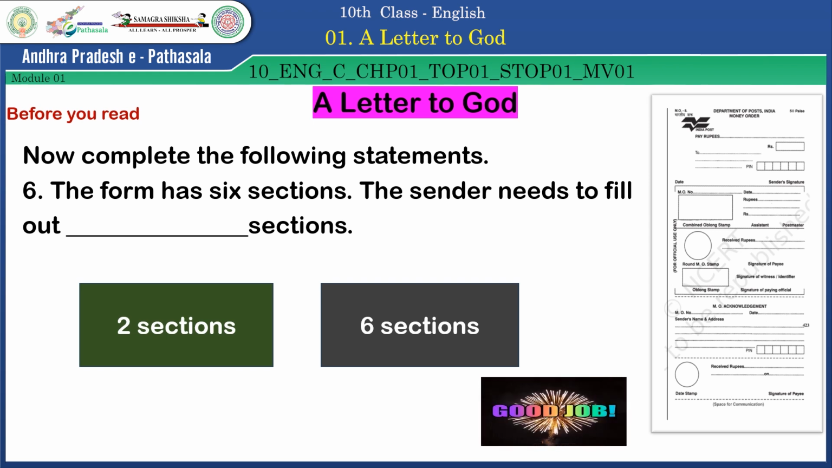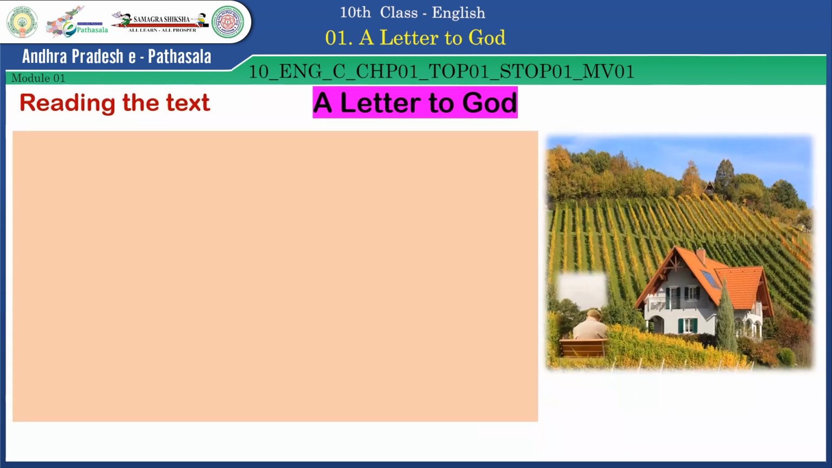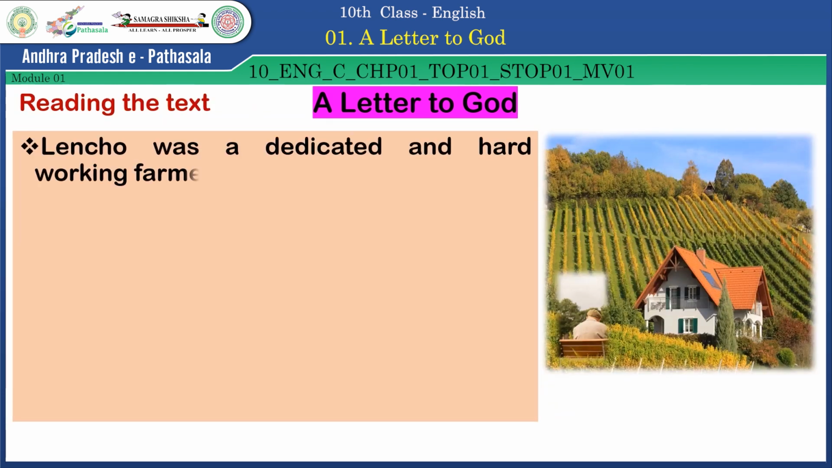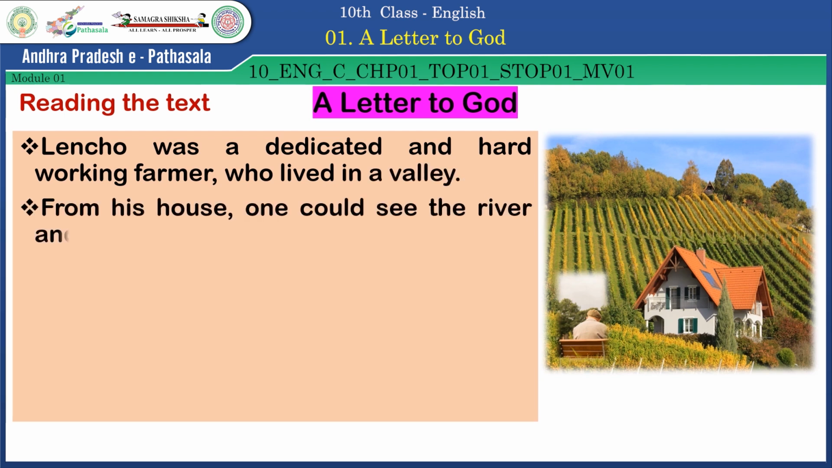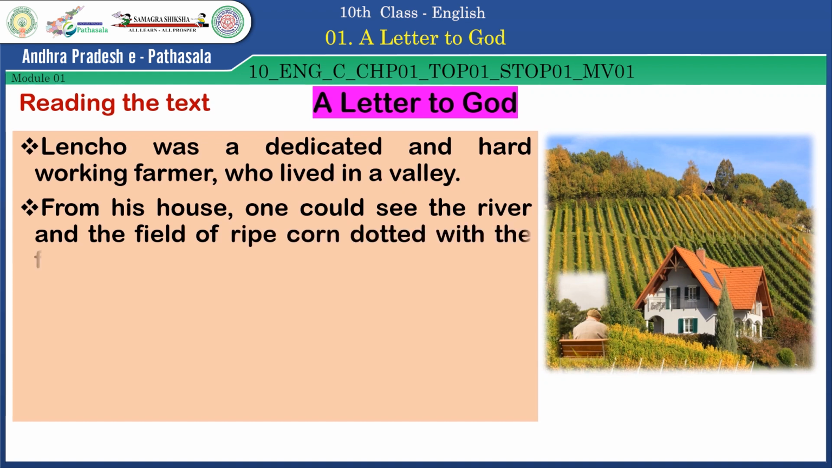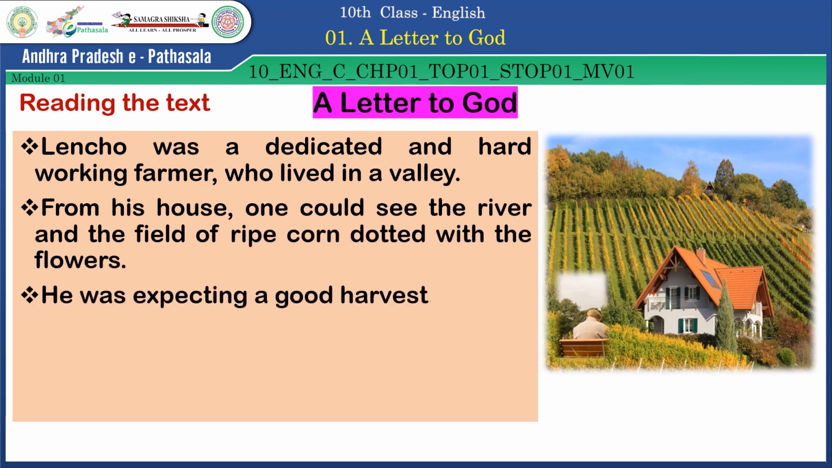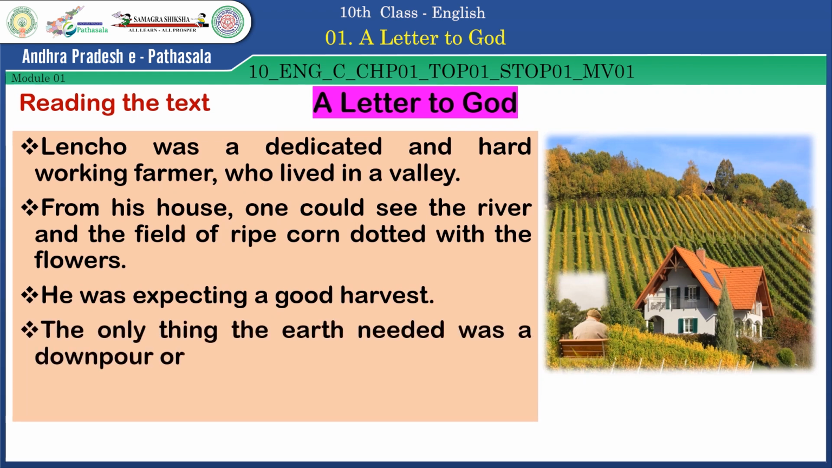Here we go. Reading the text. Lencho was a dedicated and hardworking farmer who lived in a valley. From his house one could see the river and the fields of ripe corn dotted with the flowers. He was expecting a good harvest. The only thing the earth needed was a downpour or at least a shower.